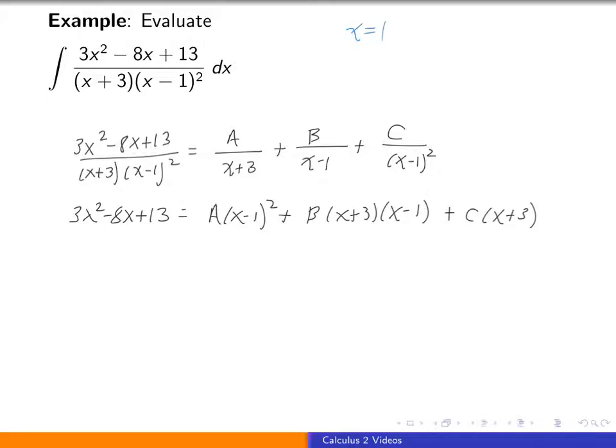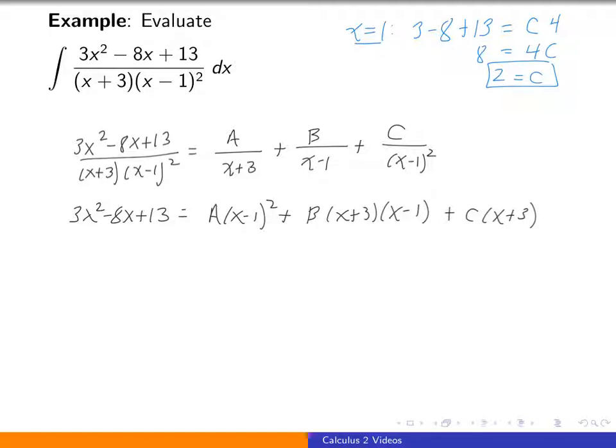If we plug in x equals 1, the left-hand side is going to be 3 minus 8 plus 13. And on the right, you will only have the C term. So C times 4. So 3 minus 8 plus 13 is going to be equal to 8. So 8 equals 4C. So C is equal to 2.